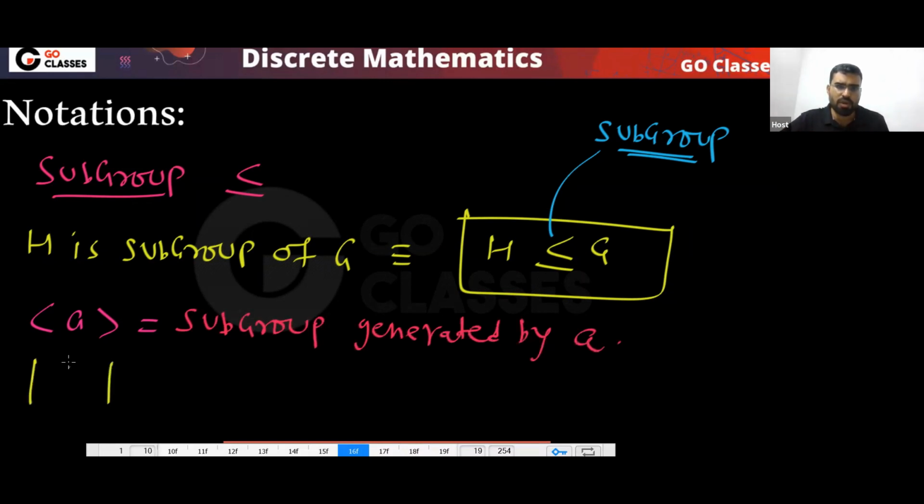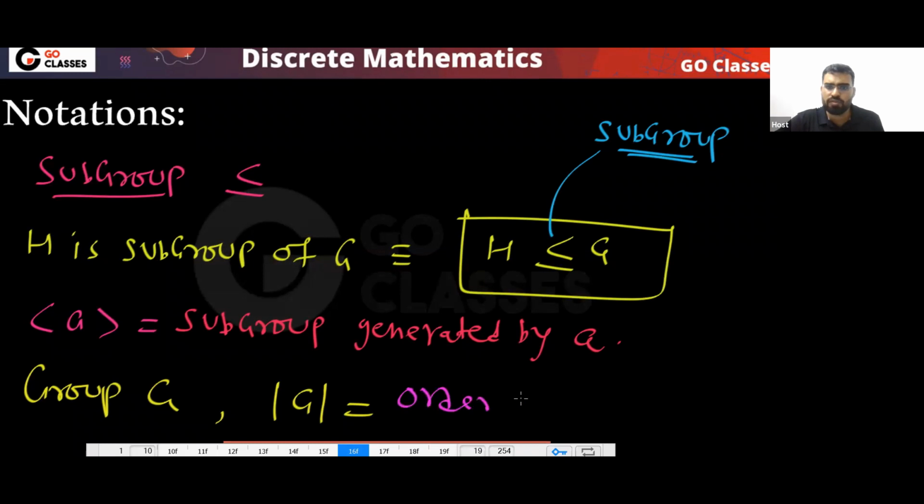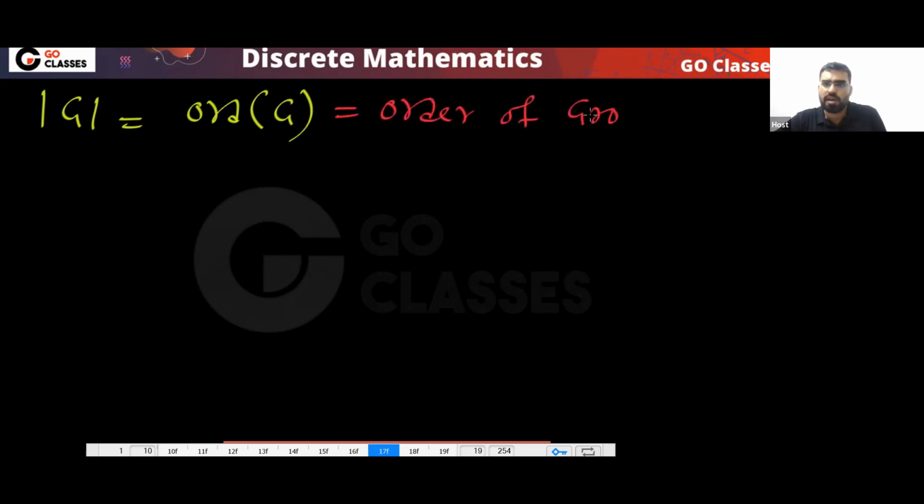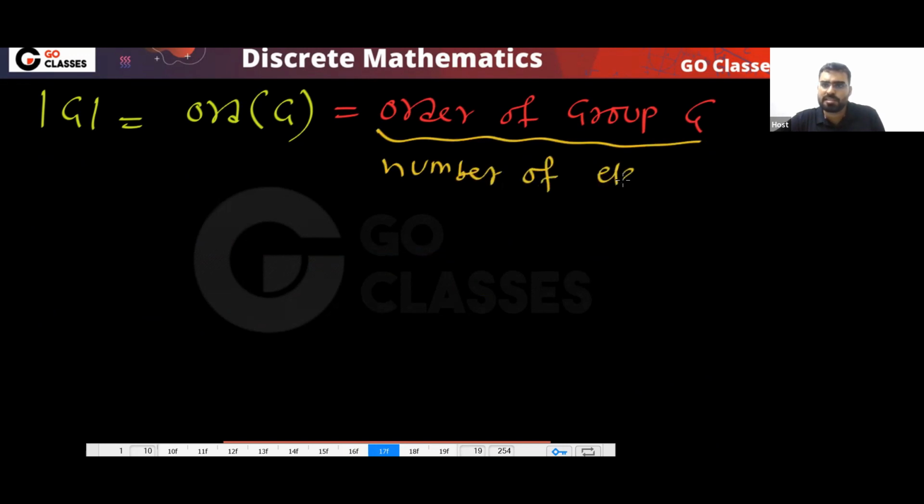And another one: if you have any group G, then what is this symbol? This means the order of G, that is, the number of elements of G. Basically that means the cardinality of G, or the order of the group. Some people write it like this, some like this. Both are correct, and both simply mean the order of group G, the number of elements in G. So all these things are the same.